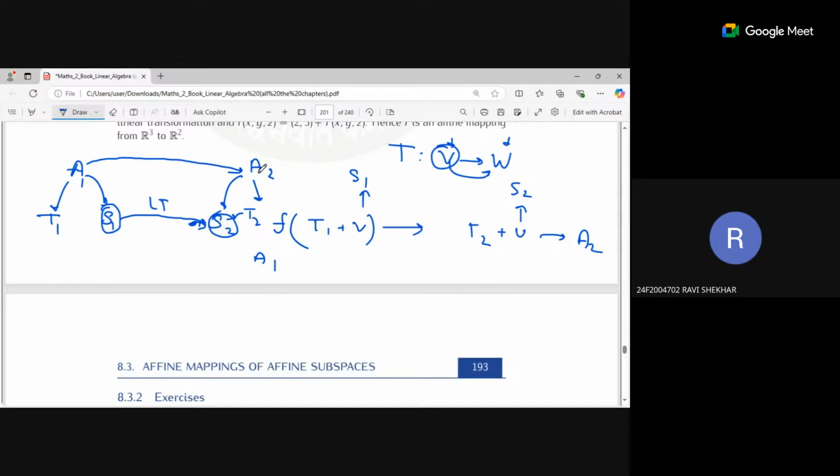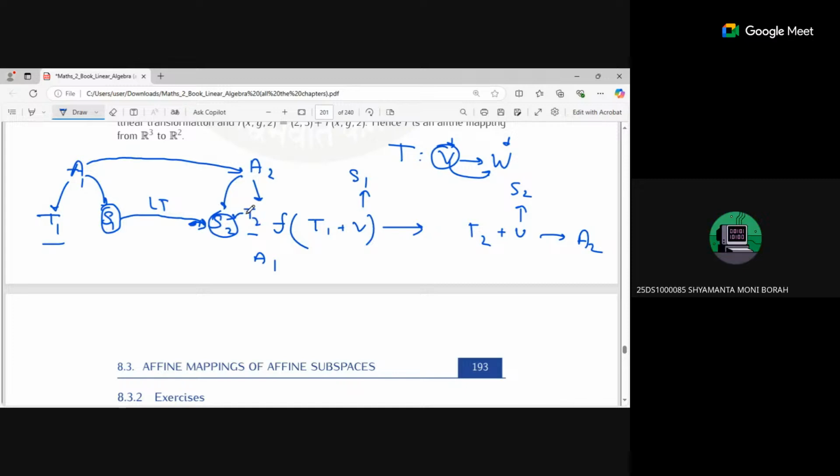The transformation need not be applied to T1 and T2. There is no need to apply this transformation over this and this. I would like to confirm: first of all, from A1 we can get S1 and T1 both, right? Then T1 also, and from A2 we will get S2 and T2.